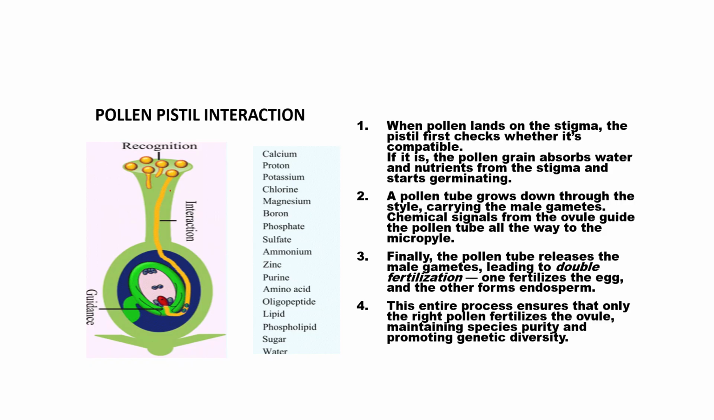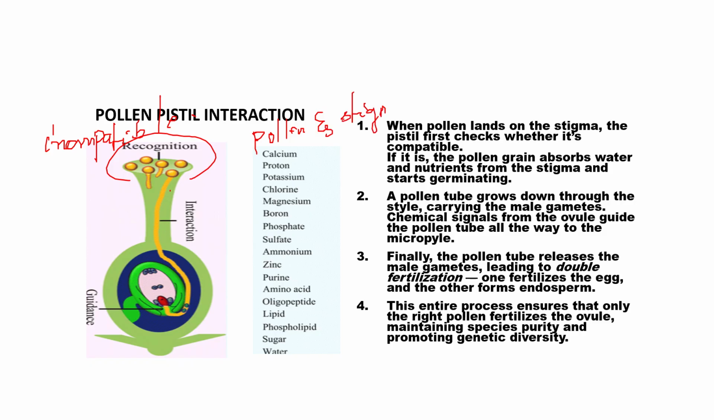Now the stigma recognizes whether the pollen is of the same species, that is compatible, or a different species, that is incompatible. This recognition is mediated by the list of chemicals secreted by both the pollen grain and the stigma.